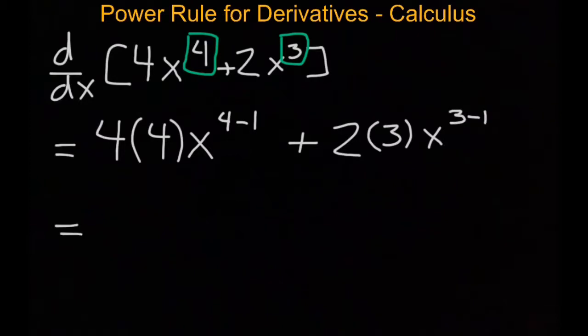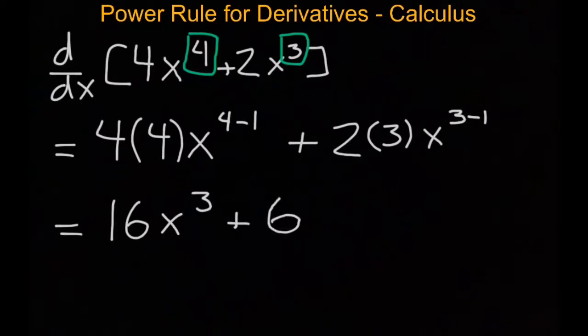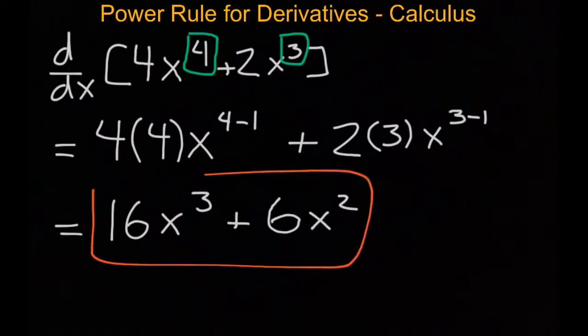And then 4 times 4 is simply 16, and x to the power of 4 minus 1 is x to the power of 3. And 2 times 3 is 6, and x to the power of 3 minus 1 is x to the power of 2. And this would be our answer.